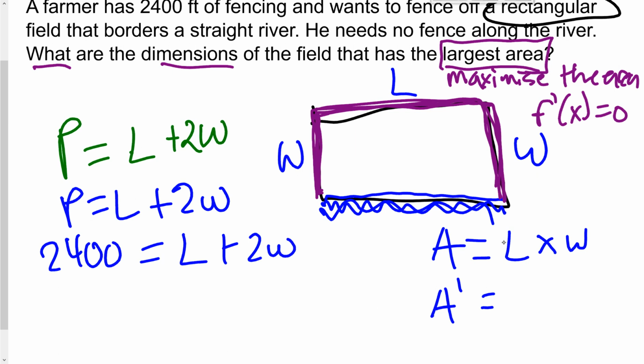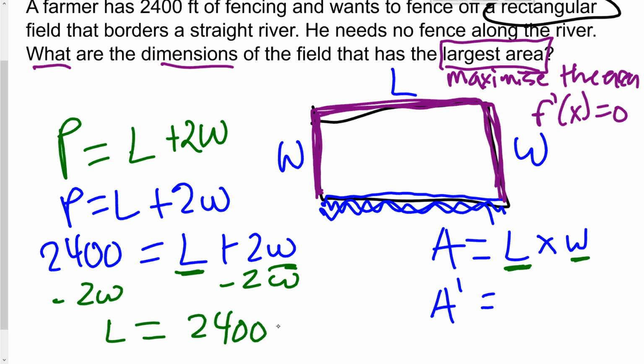First we only need one variable because here we have length and width, so I can't take the derivative of that because I have 2 different variables. So I need to solve for one of these, either length or width. Probably length is easier because I don't have a coefficient in front of the length. So my length is equal to 2,400 minus 2w. I can plug that in for my length, and I'm going to times that by my width.